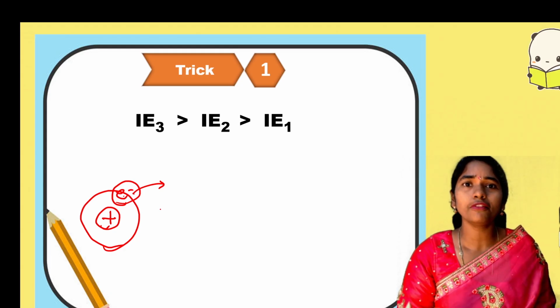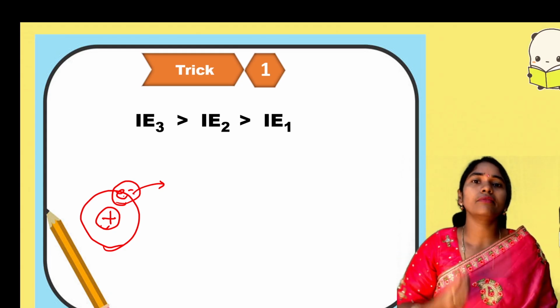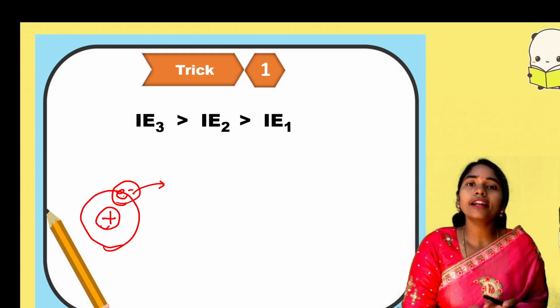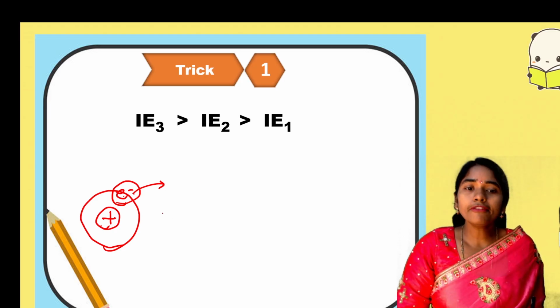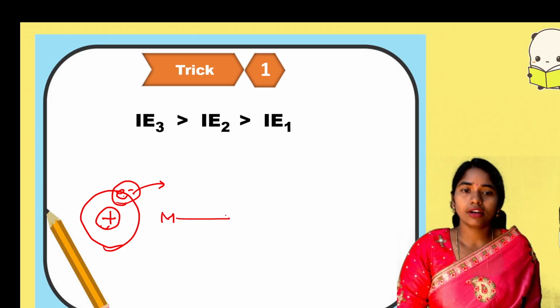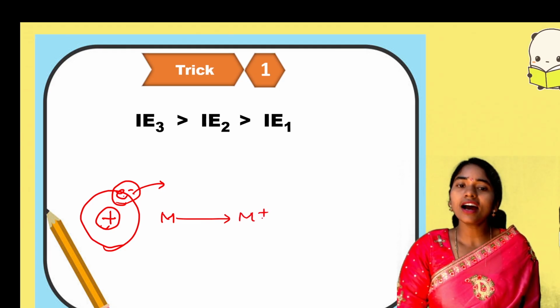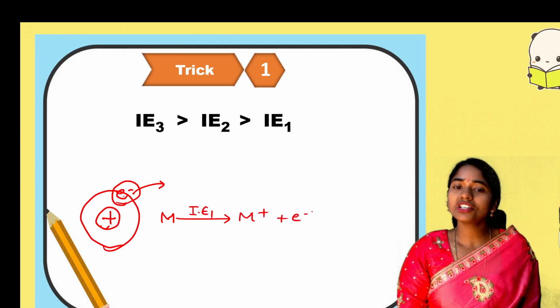That's why in the definition, you see, an isolated atom is mentioned. What do you mean by isolated atom? It is an alone atom, a single atom. And if you are removing one electron, that is called first ionization energy. Removing one electron is called first ionization energy.